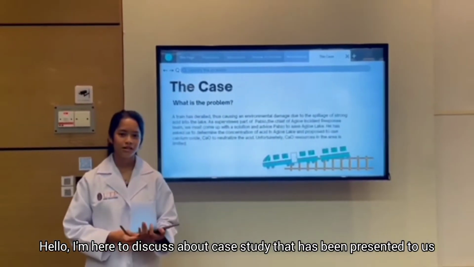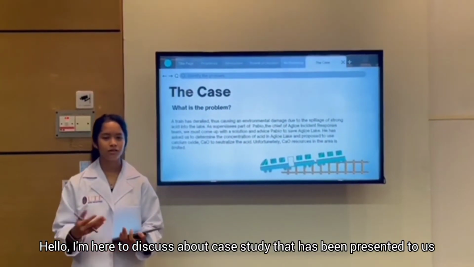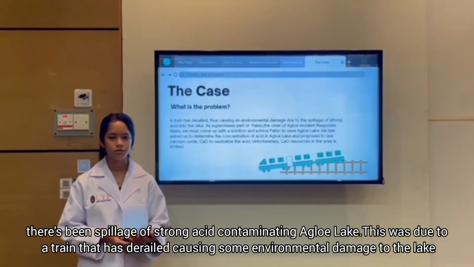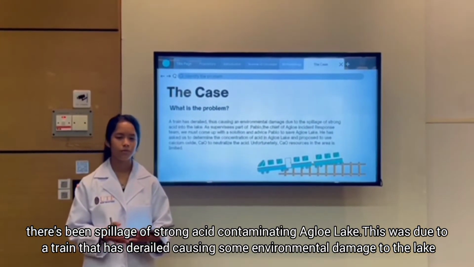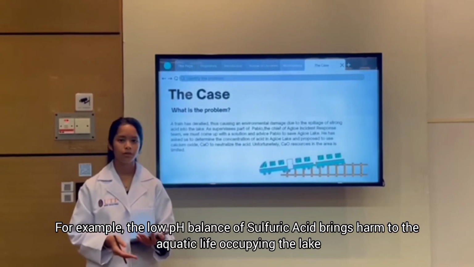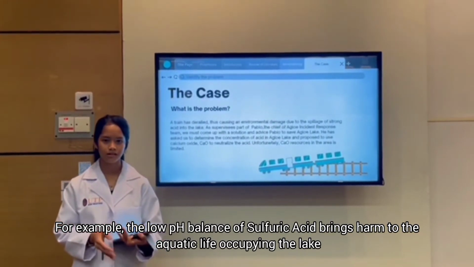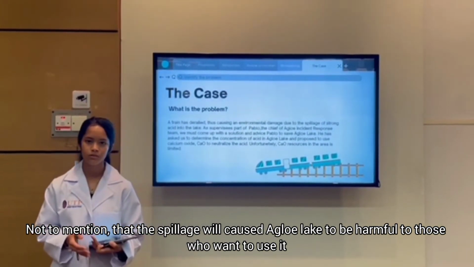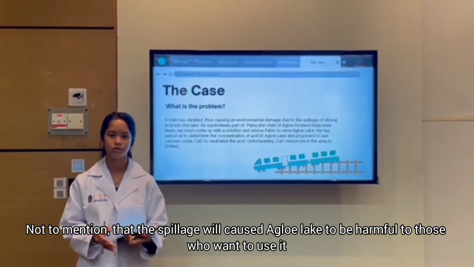Hello, I'm here to discuss a case that has been presented to us. There has been spillage of strong acid contaminating Aglo Lake. This was due to a train that has derailed, causing environmental damage to the lake. For example, the low pH of sulfuric acid brings harm to the aquatic life occupying the lake, not to mention that the spillage will make Aglo Lake harmful to those who want to use it.